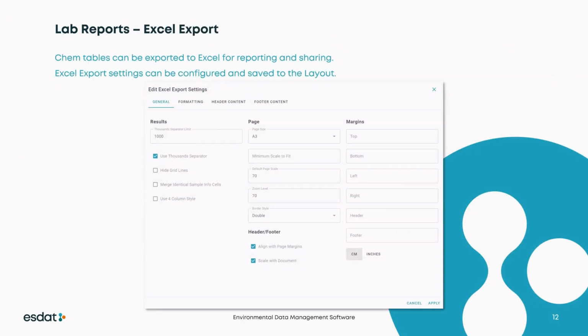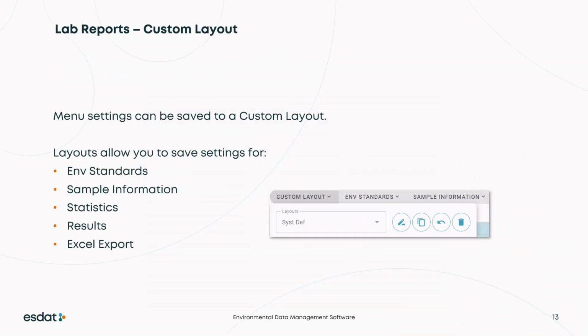Lastly, there's the Excel export where you can control how the file will be generated in Excel, including headers and footers, logos, fonts, margins, borders, and other settings. The settings you've just seen can be saved as a custom layout. This saves the layout settings for the table, including the environmental standards selected and their formats, the sample information and statistics to be included, various result options, and Excel export settings.